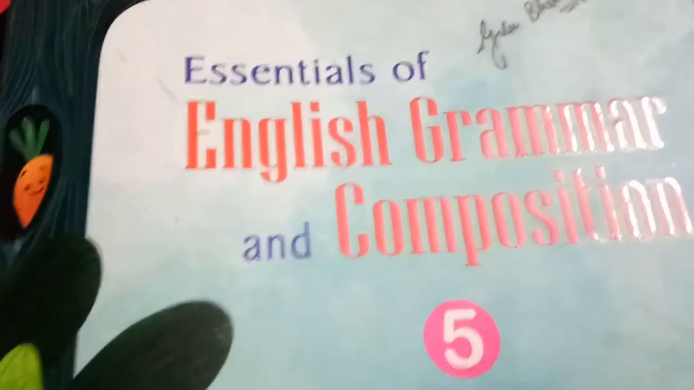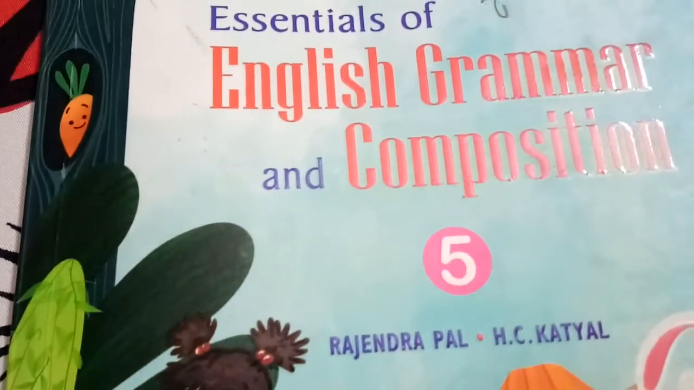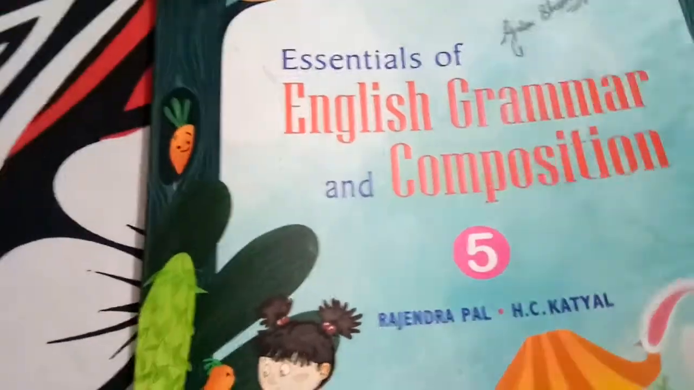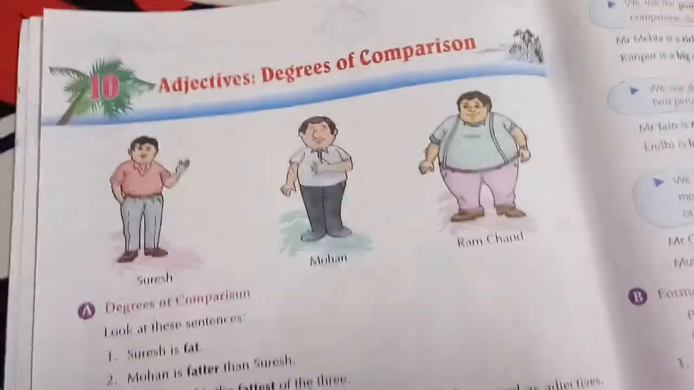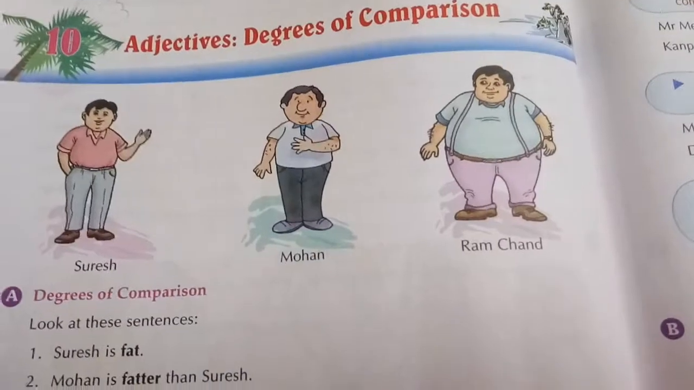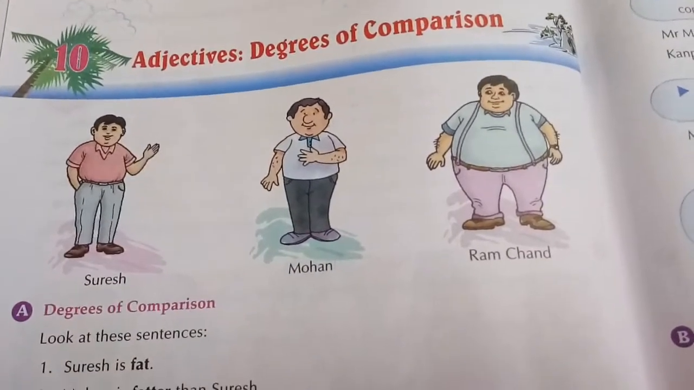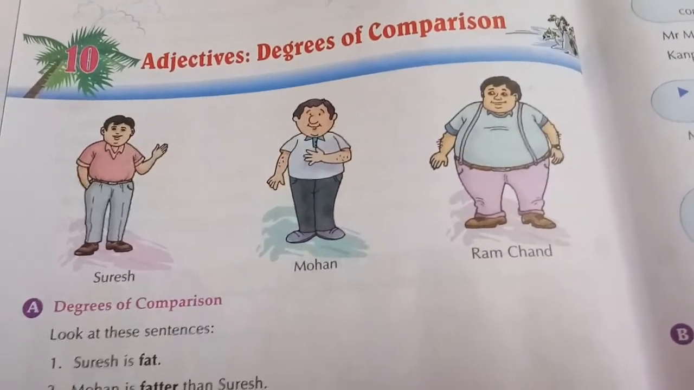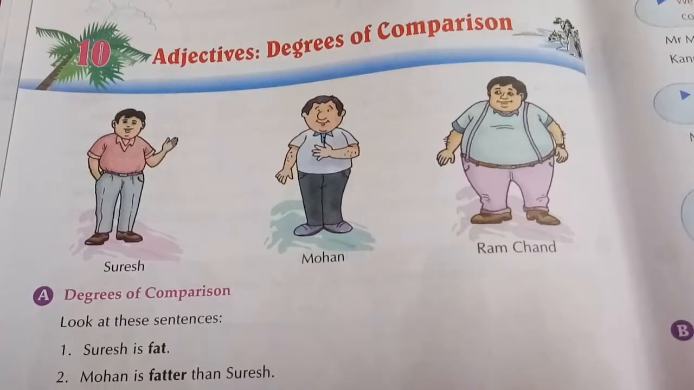So children, today we begin with a new chapter, that is chapter number 10, adjectives and its degrees. You might be acquainted with the term degrees of comparison, that is used to compare things or persons.